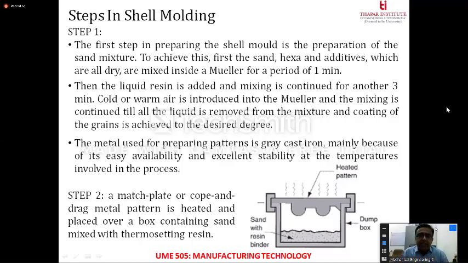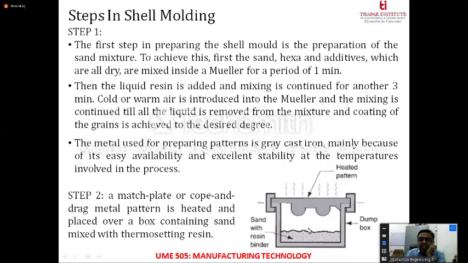Once that has been done, we take a metal for preparing patterns. Gray cast iron is generally taken here because of easy availability and excellent stability at high temperatures. Now we prepare a match plate or a cope or drag metal pattern. We use a metal pattern here. We develop that metal pattern, and on top of the molding box, this metal pattern is placed and clamped together.